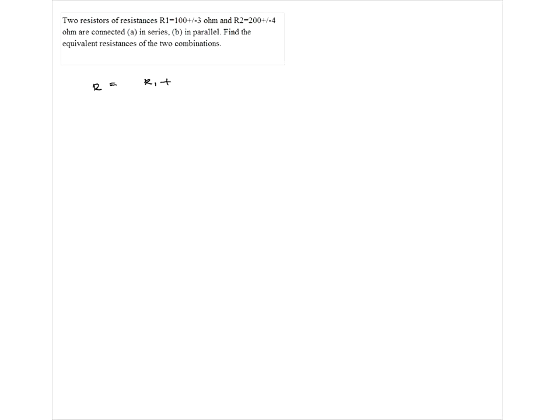So errors would also add, absolute errors would also add. Plus minus 3 means absolute error is 3, absolute error is 4, 7. Right. 300 plus minus 3 plus minus 7 is correct.